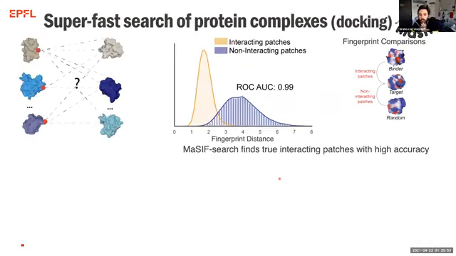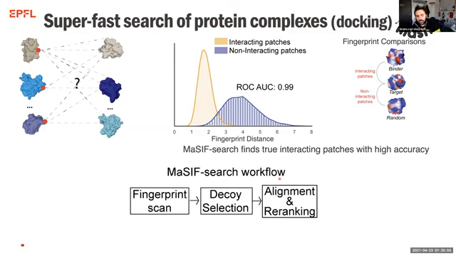So then, in terms of the docking problem, what we did here was, I will take you very quickly through this. We basically do a fingerprint scan of all the patches that are likely to interact with other patches. We select the most promising fingerprints, and then we have a stage of alignment, and we re-rank.